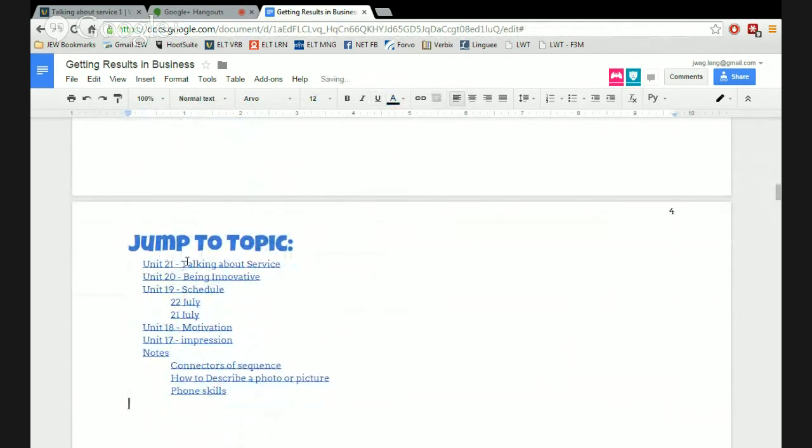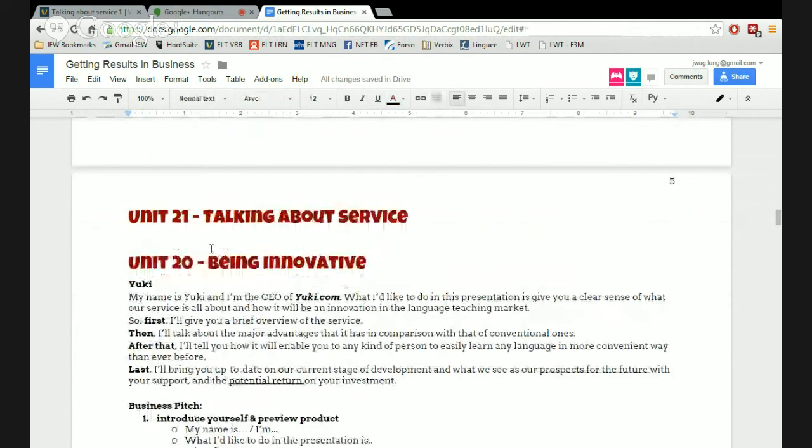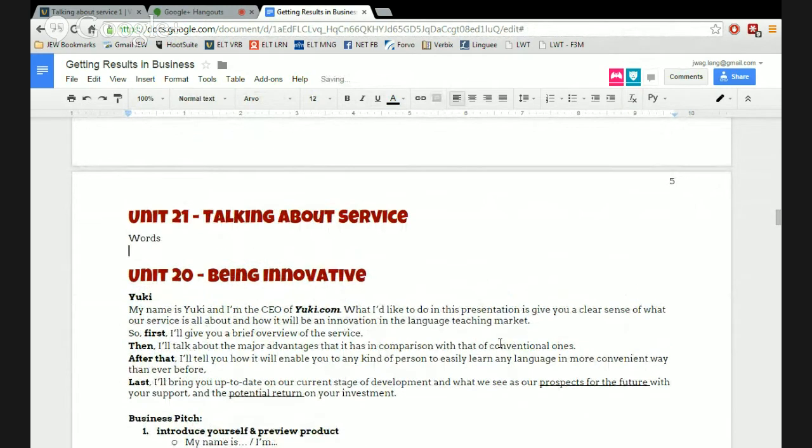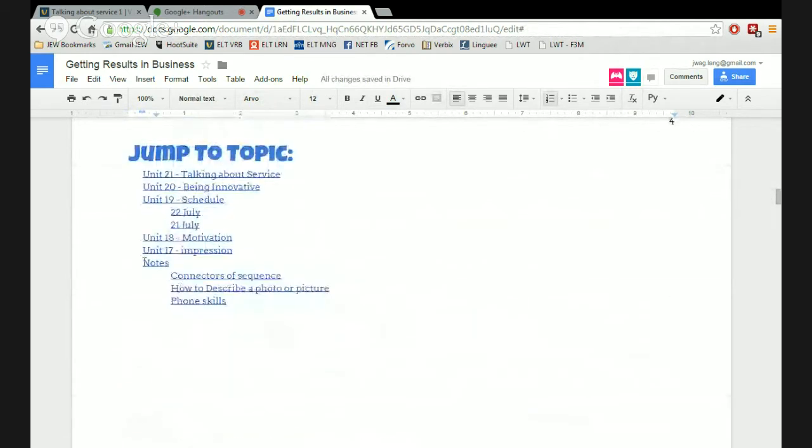Boom. Okay, so if you ever get lost, just click on Unit 21. Got the link, click. It'll bring you to page 5 or wherever we are. Okay? So I'm going to put our notes there. If we talk about vocabulary, you'll see the words appear here so that you can use them after class. But the first thing I want to do is look at the bottom here.